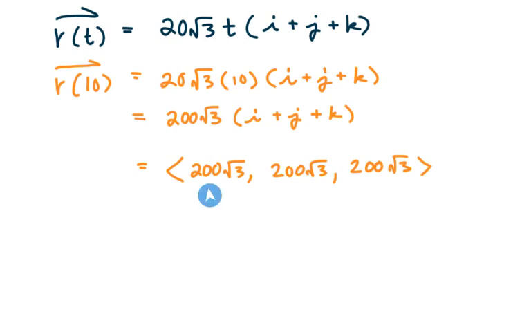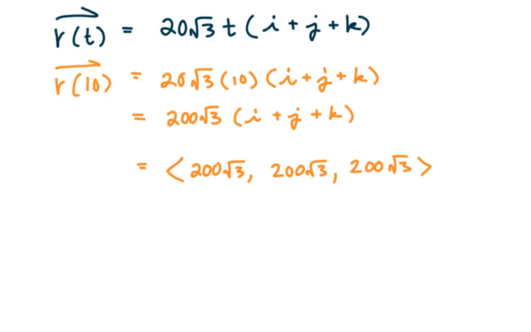So that means we are 200 root 3 out on the x-axis, 200 root 3 out on the y-axis, and 200 root 3 on the z-axis. And if we looked at the magnitude of this vector, if we squared and summed all of these and then took the square root, the magnitude of this vector is going to give us a distance of 600 feet. That should make sense because the helicopter traveled 60 feet per second for 10 seconds. So 60 times 10 is 600 feet. That is the distance that it traveled.